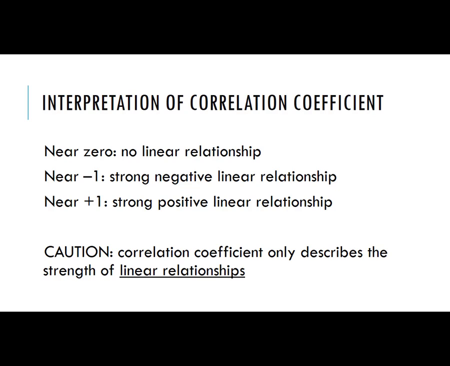So the interpretation is, near 0, there's no linear relationship. Near -1, it's a strong negative relationship. Near +1, it's a strong positive relationship.